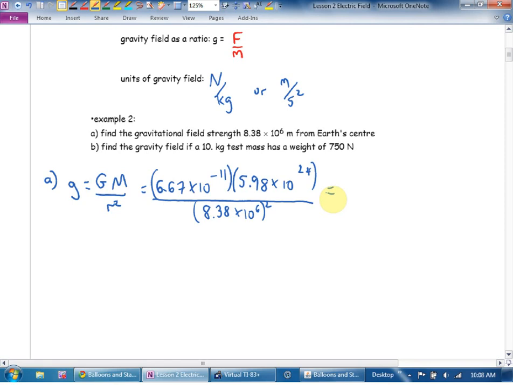We're far from the Earth's surface, so I'm expecting an answer less than 9.8. Which one? 5.68? Units? Newtons per kilogram.